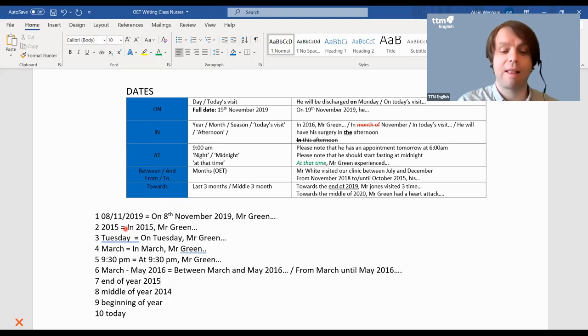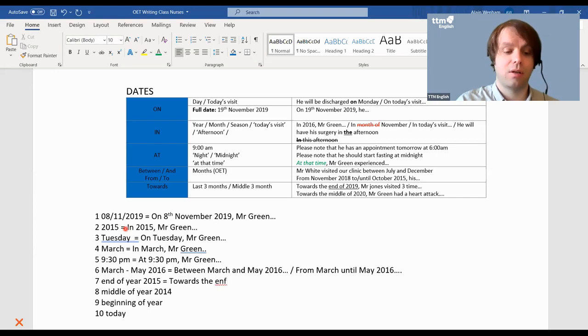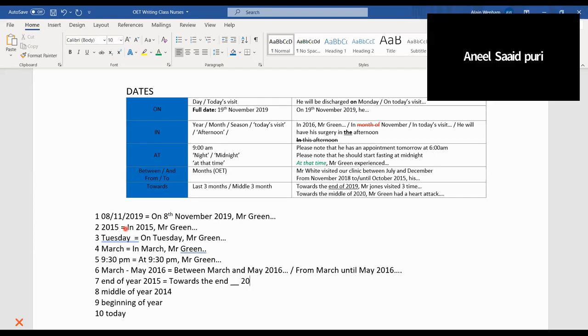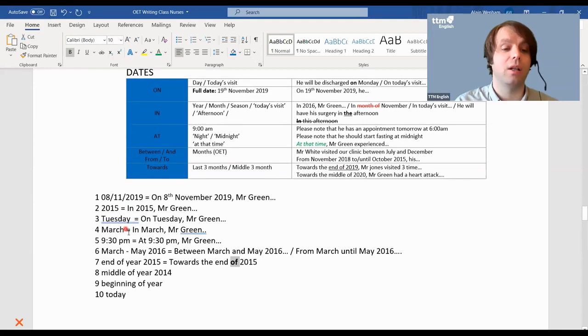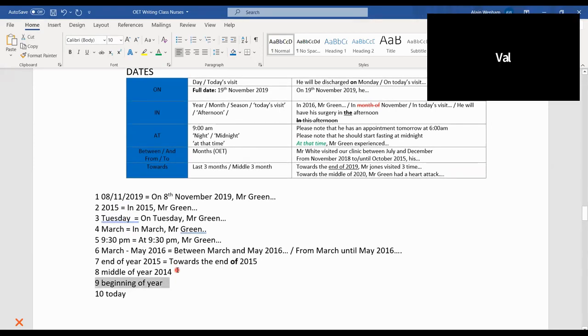What about the end of year 2015? What am I going to say there? Towards the end of 2015. Towards the end of 2015. Okay, middle. Just the middle. Towards the middle of 2014. I'm going to get rid of that because I'm running out of time.